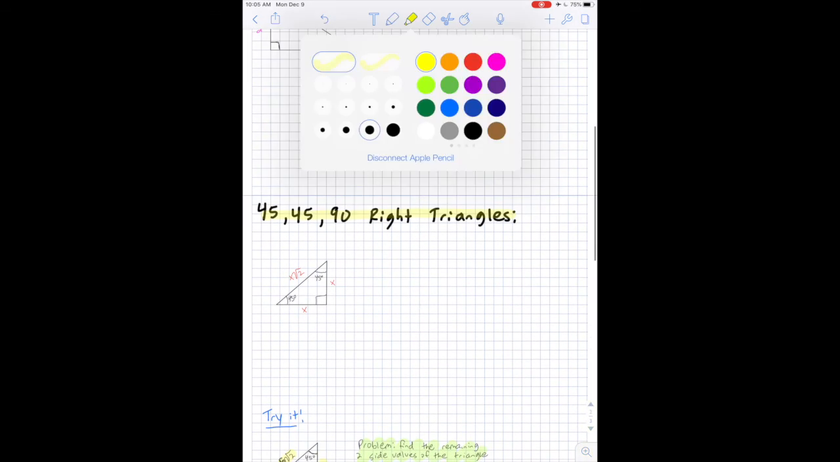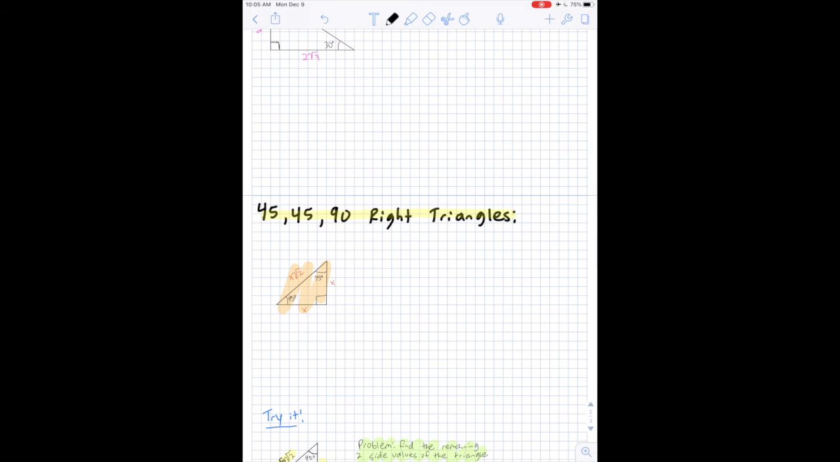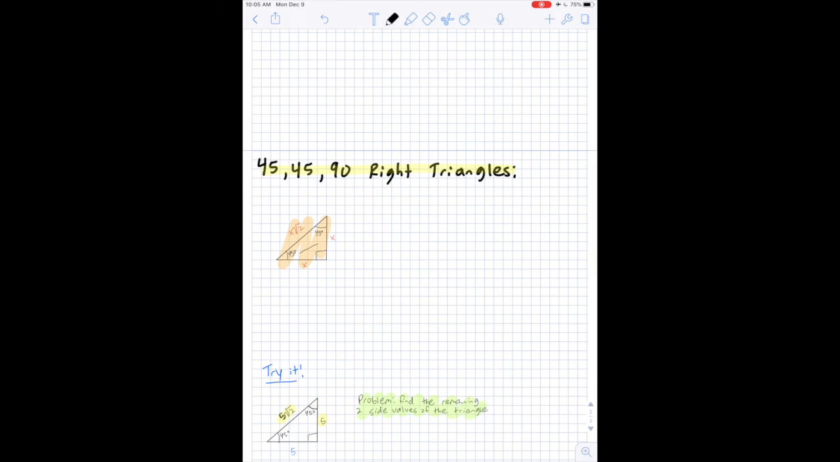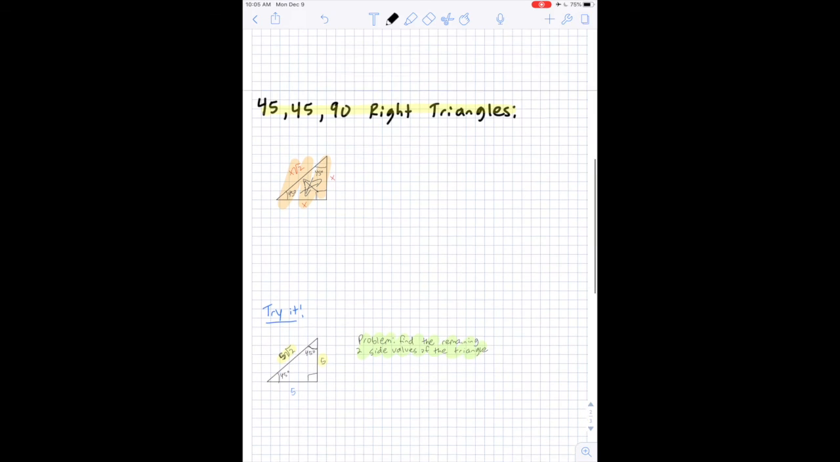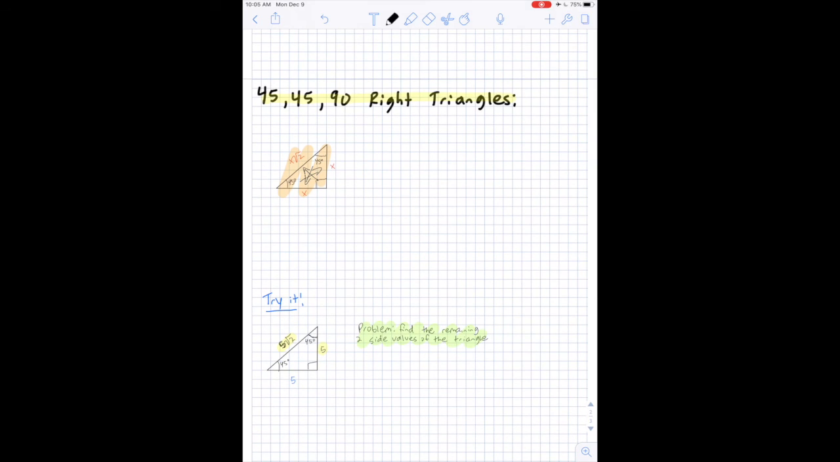And then down here again, you have to memorize that across from the 45-degree angle, either one of them, it's going to be x. It works the same way for both of them. Across from the other 45, x again, and across from the 90, x times the square root of 2. If you can memorize that, you'll be able to apply it, and it ends up making math so much easier.